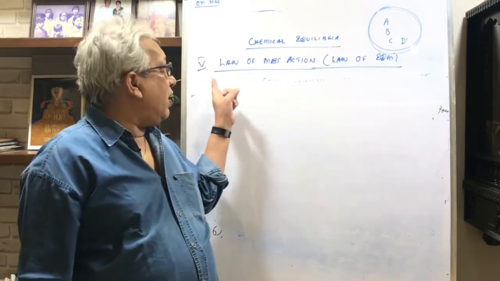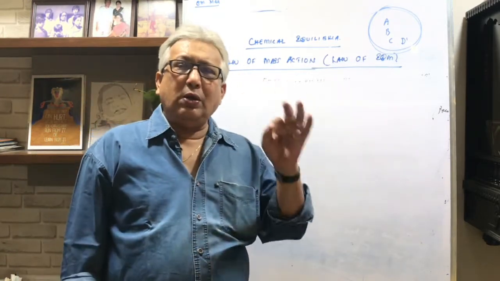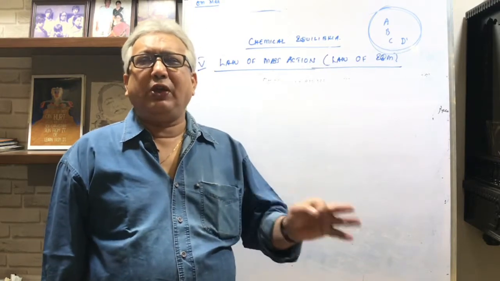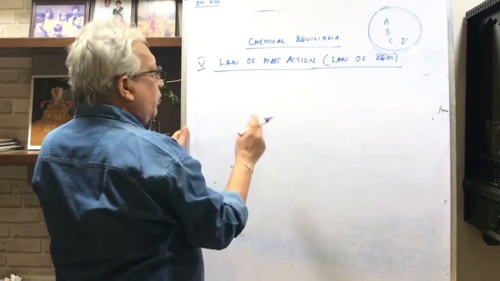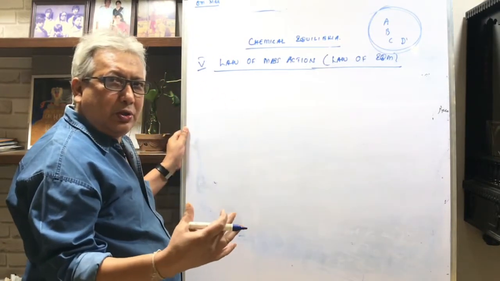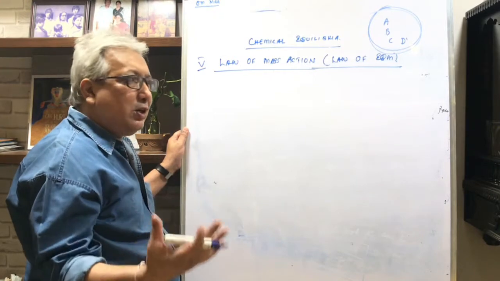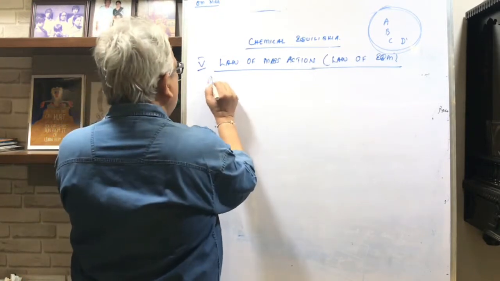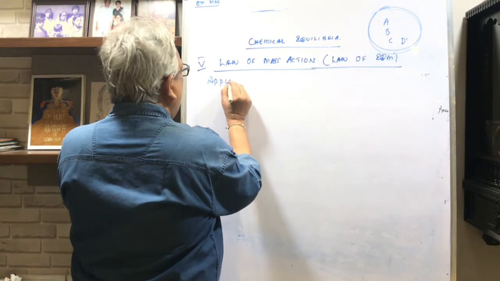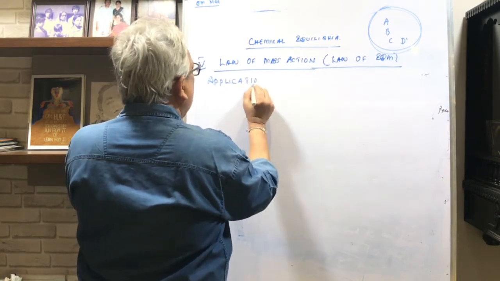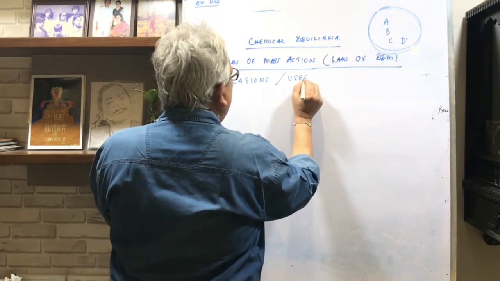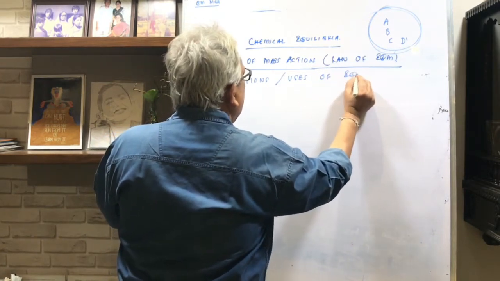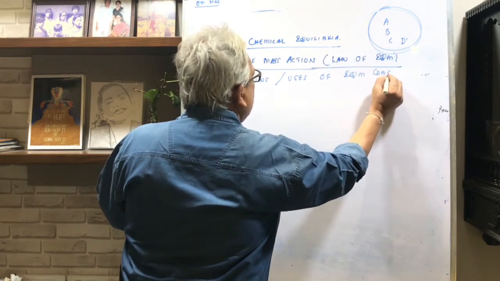So children, we come to the last part of this heading number 5, that is law of mass action, and we are coming to the application or uses of equilibrium constant. So it has got a lot of practical utility. As a chemistry student, I think we should understand it properly. So applications or uses of equilibrium constant.